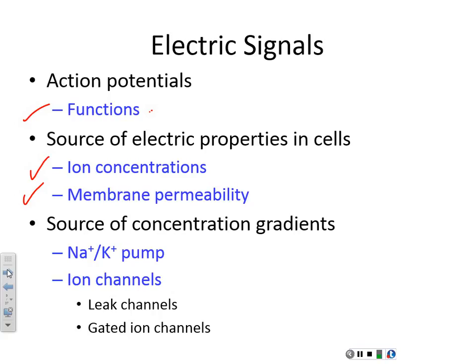And then you need a gradient. So there are 2 things, okay? Not only do you need the ions and the permeability, you also need to create a gradient, a difference in the number of charges. So you get that and that.